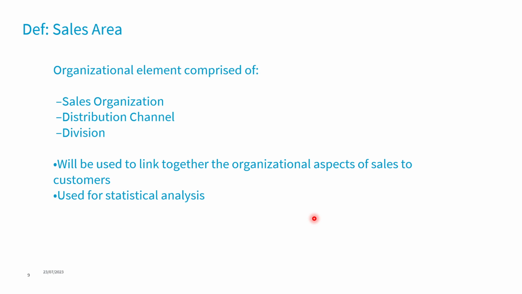Then what is a sales area? As I said in the previous screens, it is a combination of sales organization, distribution channel, and division. All these three in combination comprise a sales area here. A sales area is very important to get the statistical analysis done within the sales organization.